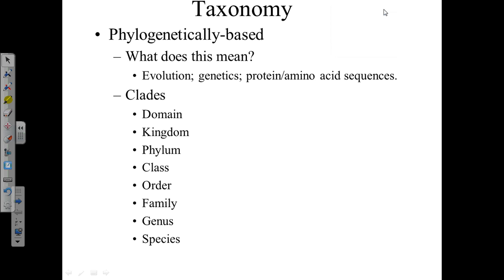Okay, so what we're mostly going to be talking about is a little bit about taxonomy. Taxonomy is how things get classified in biology. When they first came out with the system of taxonomy, what was it based on? What decided what got put in what group? Nobody? Think about this for a minute.